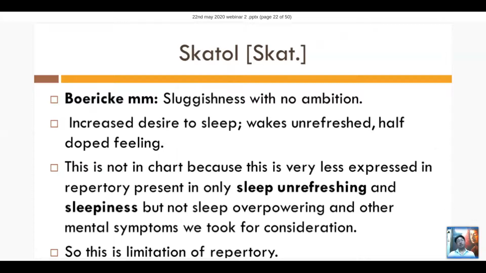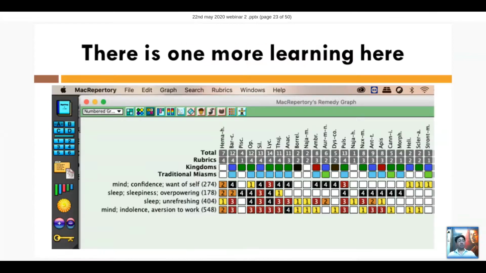So this is the limitation of the repertory, and this is the limitation of our understanding, that we do not know when to prescribe a polychrest and when not to. These are very important things to understand. Now look into this chart again. There is one more thing to learn from this repetition chart.